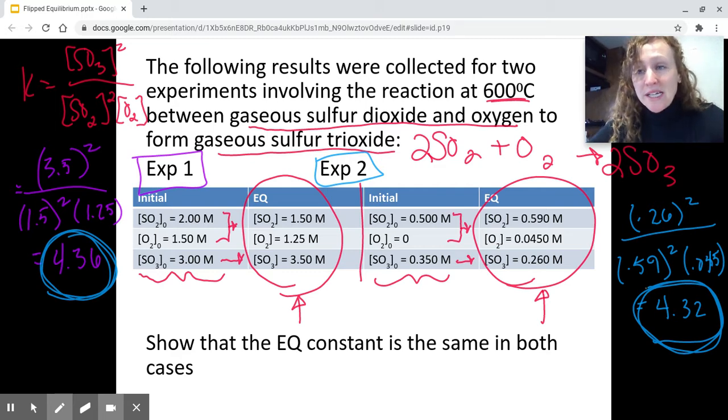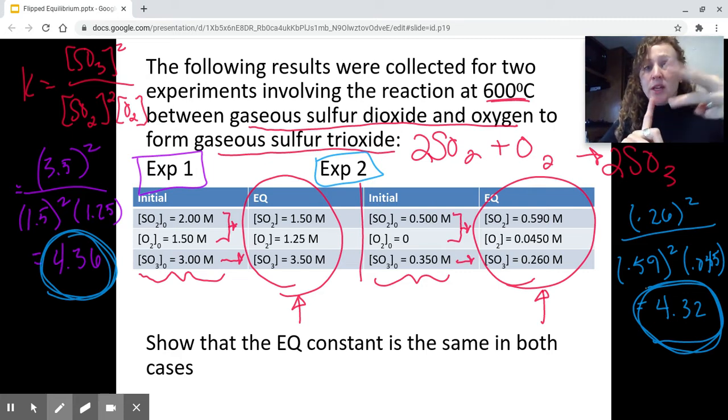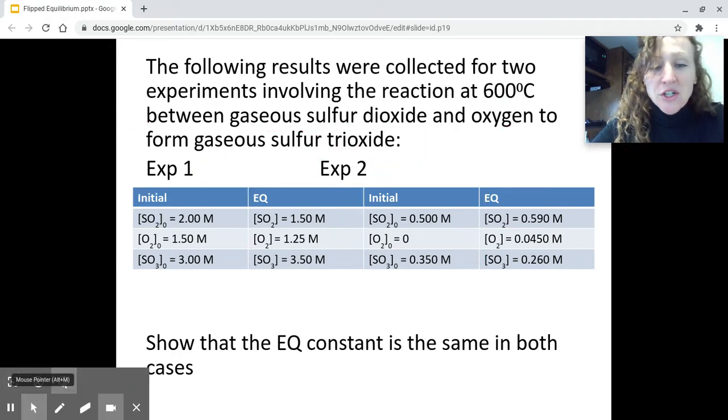4.3, 4.3. No matter what the equilibrium positions are, the equilibrium positions can change. The equilibrium constant will not. The equilibrium constant will be the same as long as the reaction and the temperature are the same. Equilibrium positions can change. Equilibrium constant will not. Okay, there we go. So there's evidence for our big picture idea.